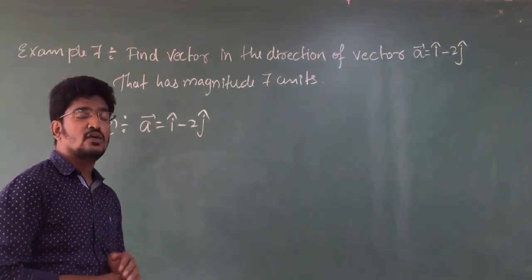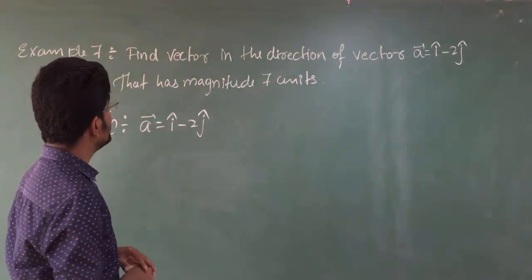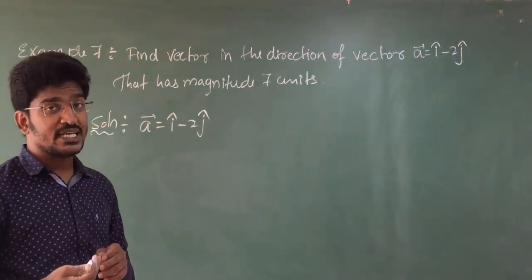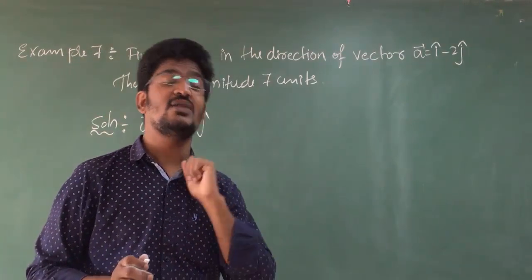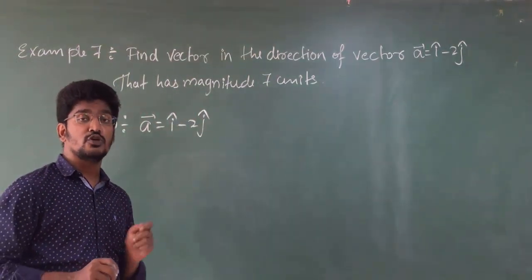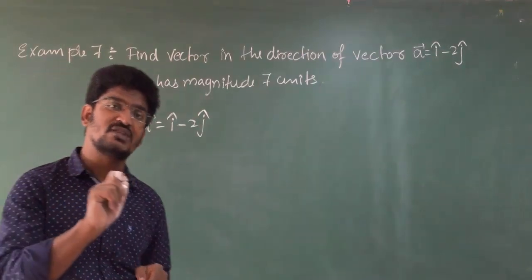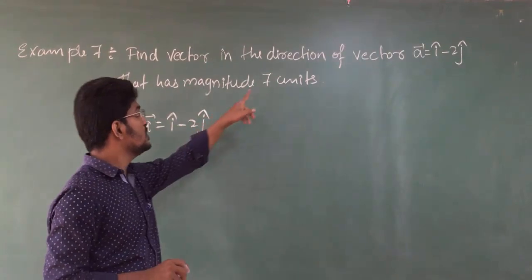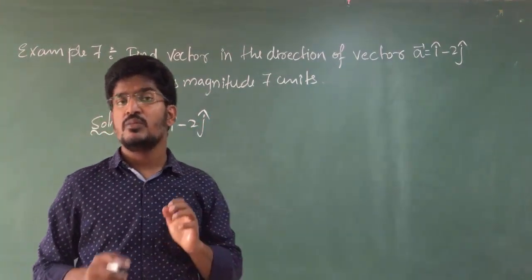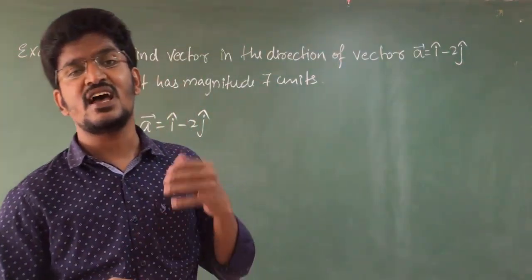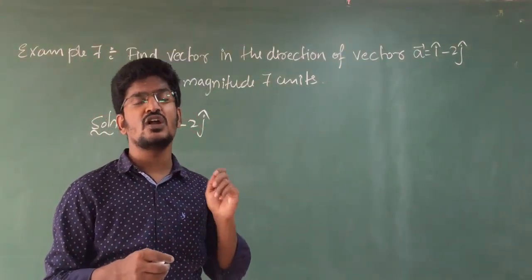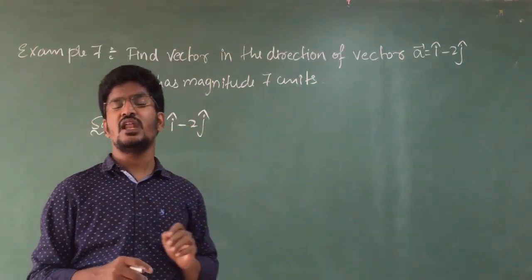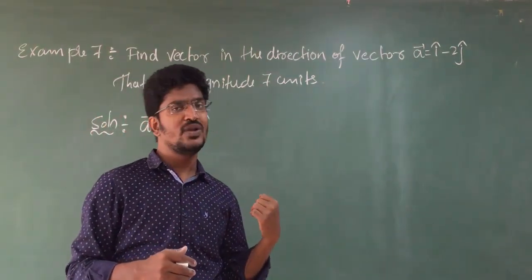From this given vector, what are they asking to solve? They are asking to solve for the new vector. Of how much magnitude? 7 magnitude. Please don't get confused here. They are not asking to solve for the unit vector. They are asking to solve for the new vector with magnitude 7 units. Clear? Because most of the students think that they are asking to find the unit vector. It is not the unit vector. Unit vector means magnitude is 1 unit.